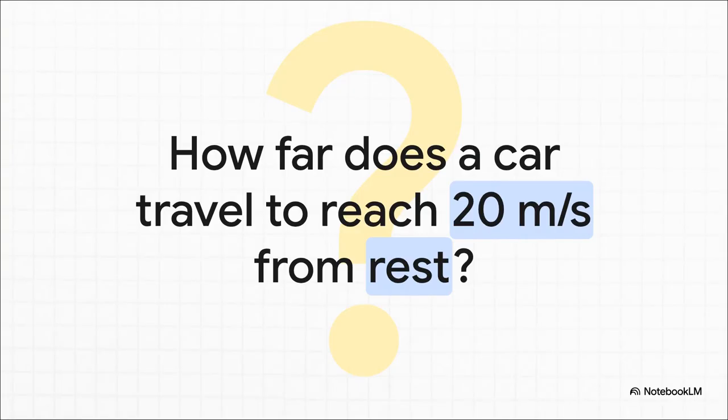And here is our specific mission. A racing car starts from a dead stop, and it accelerates at a constant 4 meters per second squared. The question we need to answer is, how much road does it cover to reach exactly 20 meters per second?